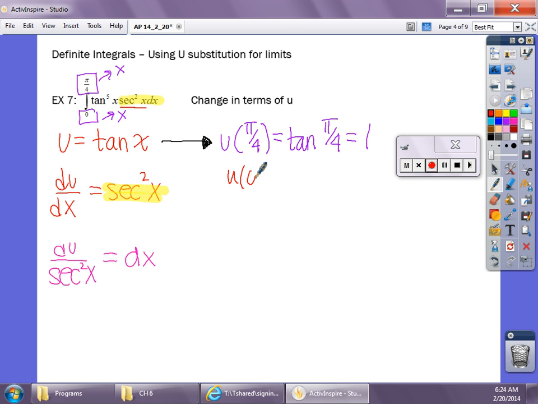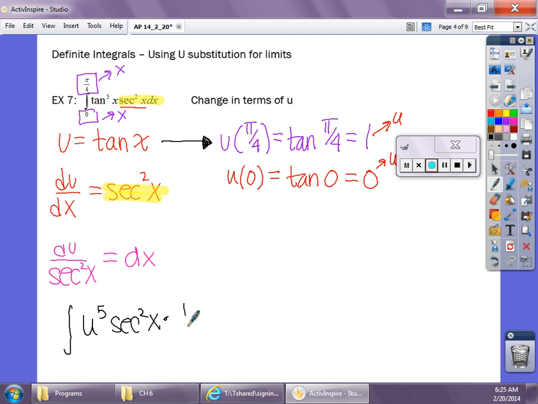The tangent of 0 is 0. This is a u value, this is a u value. Those are actually our new limits. So how this works is down here in pink, we had our last step of writing our dx. I'm going to go through and just write what the integral would have been. So that would have been u to the 5th power secant squared x times du over secant squared x. And that takes care of my secant squared.